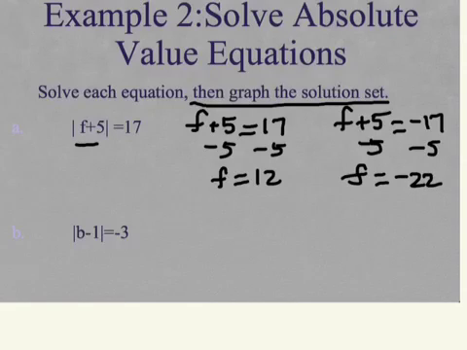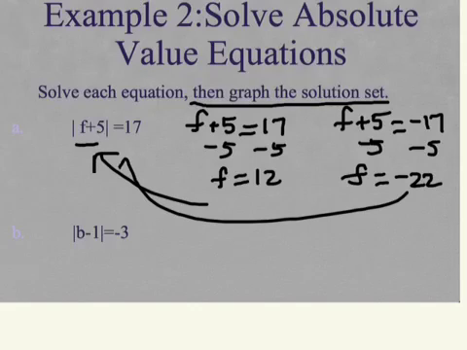And that's another correct answer. If you want, plug it back in and check to confirm that you got the right answer. So where's our number line? What does that look like?